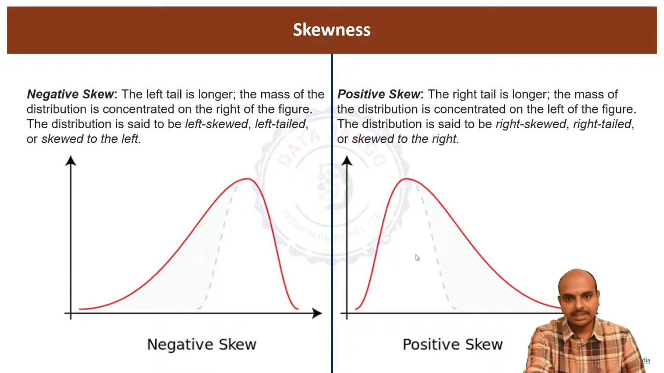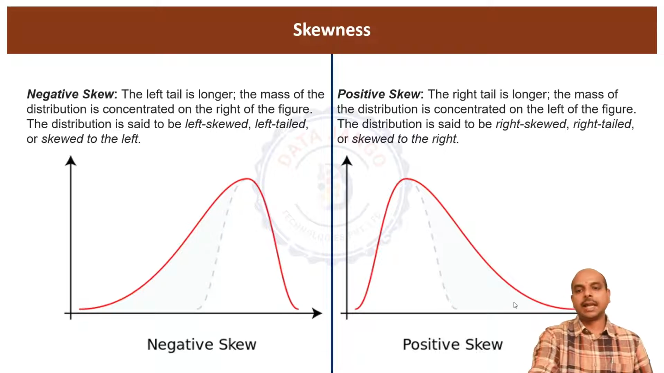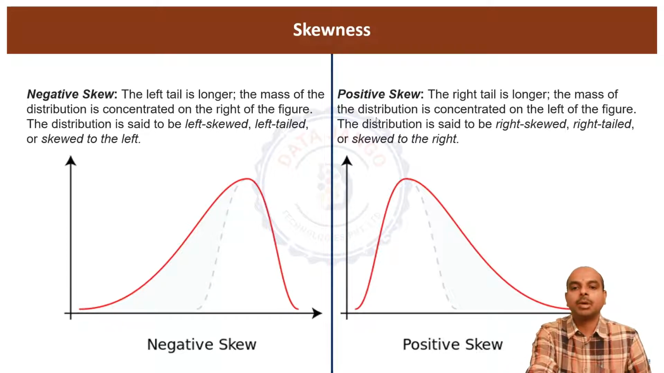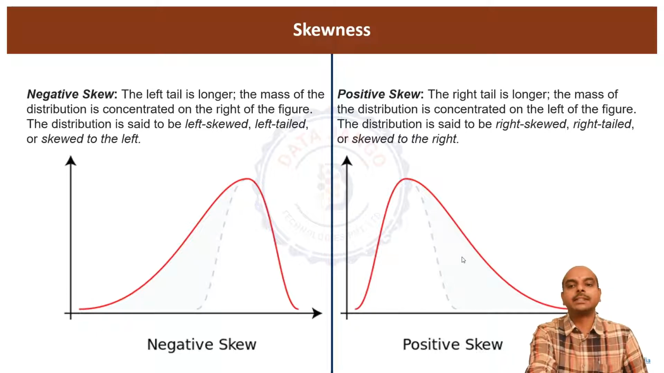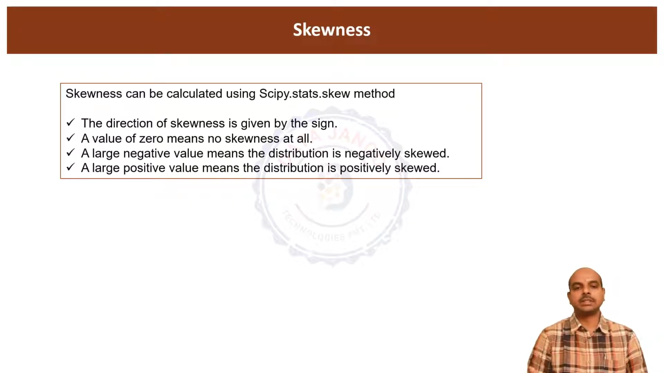If the data's density or the distribution is concentrated on the left side and on the right side the density or the distribution is less, we call that positively skewed or right skewed data or right tailed data. So skewness can be calculated using SciPy's stats skew method. The direction of the skewness is given by the sign.